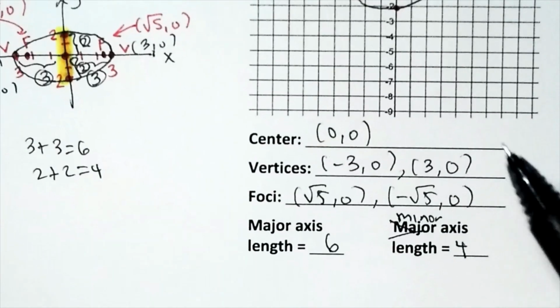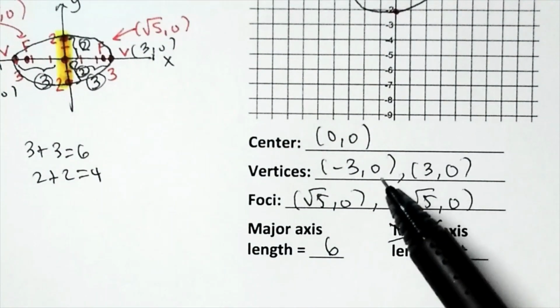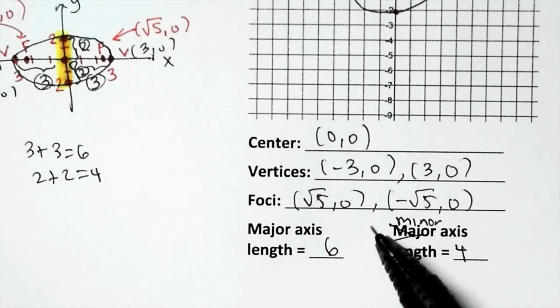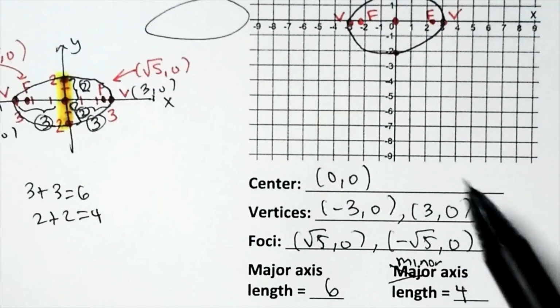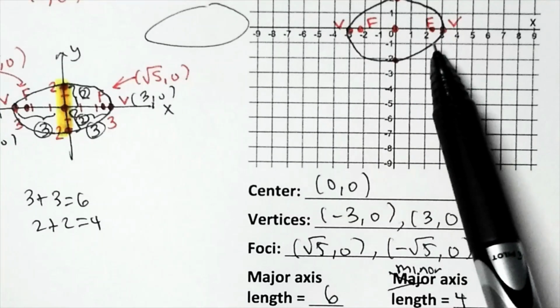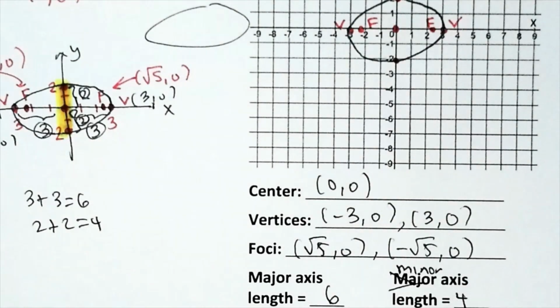We've identified the center, the vertices, the foci, and the lengths of the major and minor axes. We included the graph of the foci. So that's it. We earned our full credit.